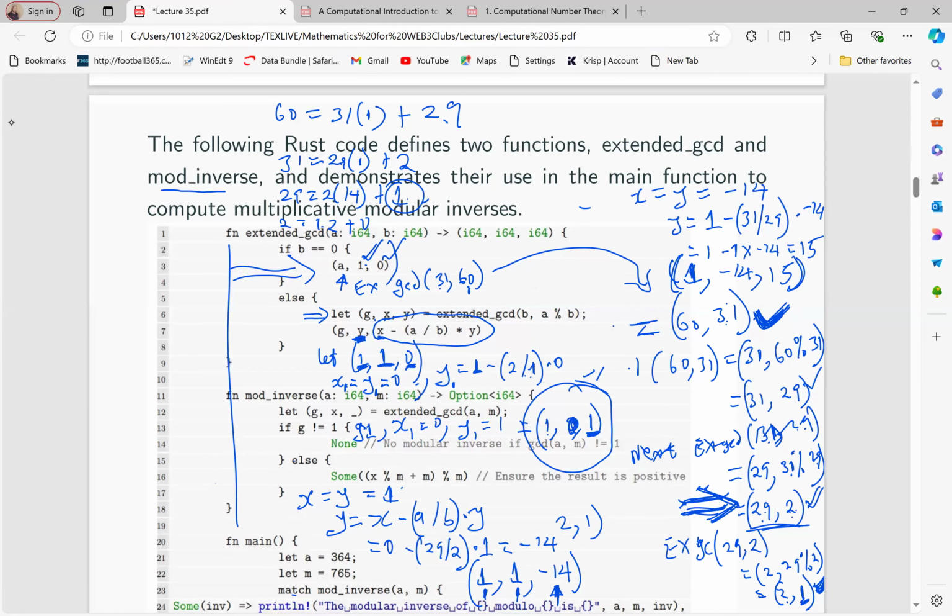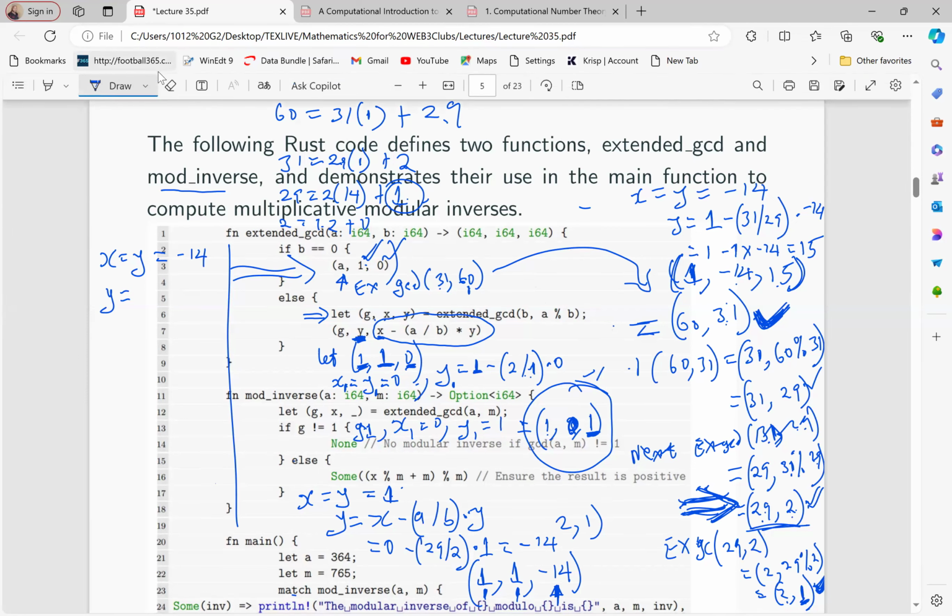Okay. What are we coming there with? We are coming there with the GCD, which is 1, our x, which is negative 14, and our y, which is 15. So what is our new x? Our new x will be, of course, equal to the y that we are coming there with, and that y is 15. So that is our new x.